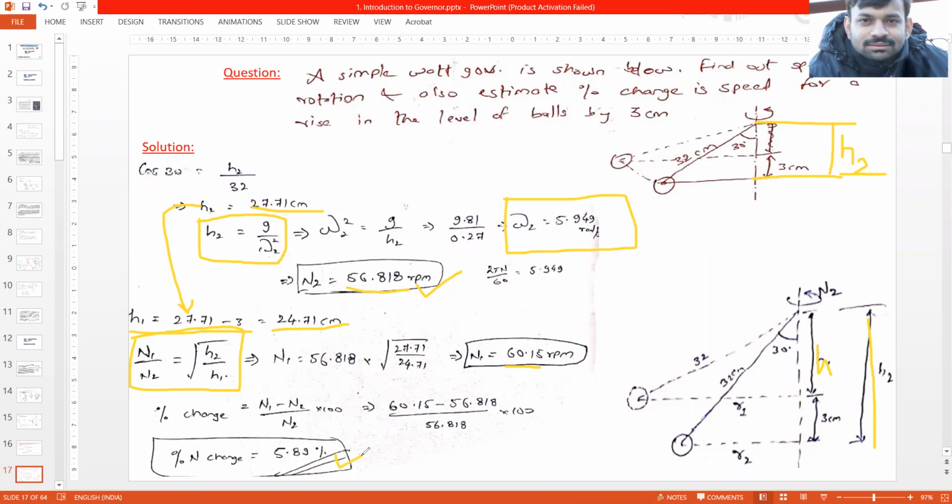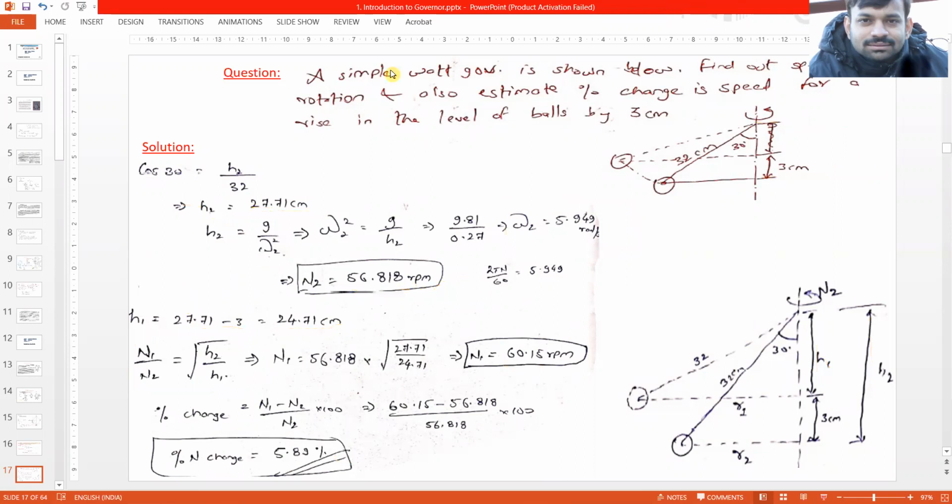So this is how we are going to approach the questions in case of governor: most probably the height of governor is asked, or the corresponding speed would be asked, and if not, then some geometrical relations would be given to us. From their help, we have to determine the things which are asked in the question.